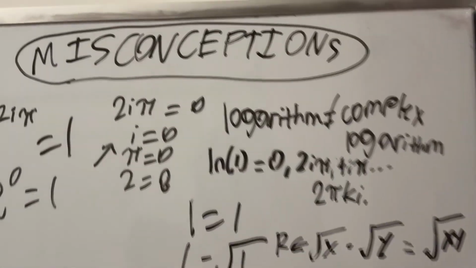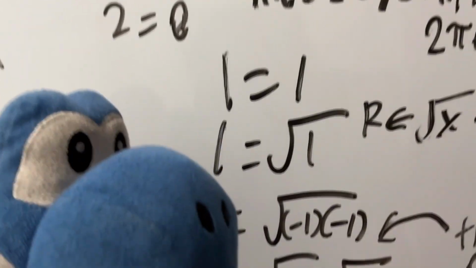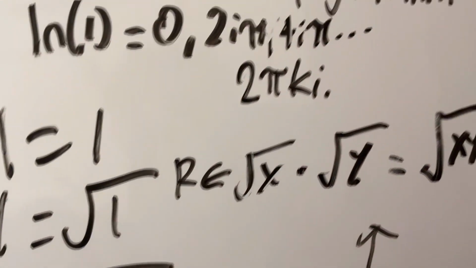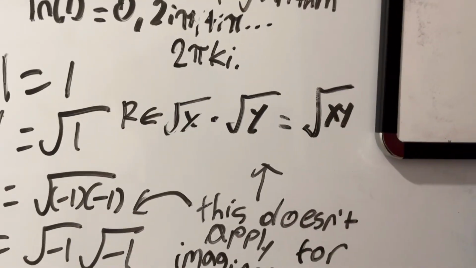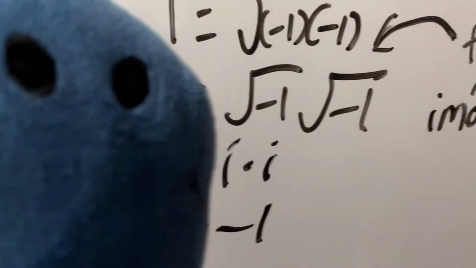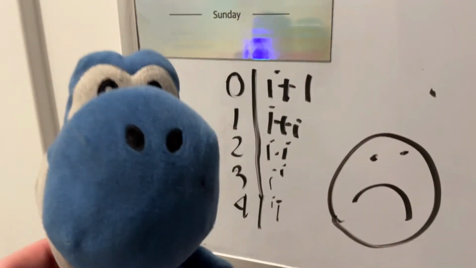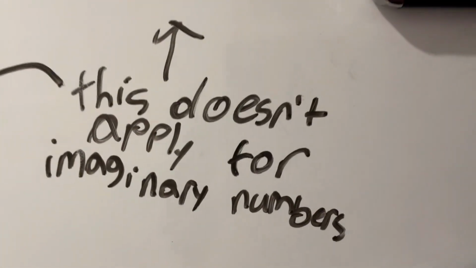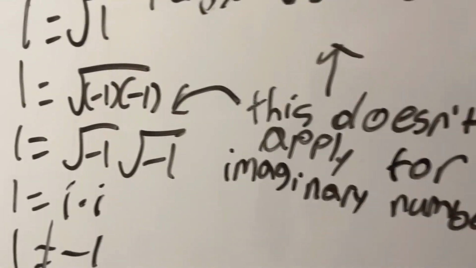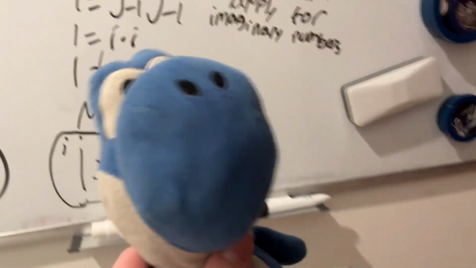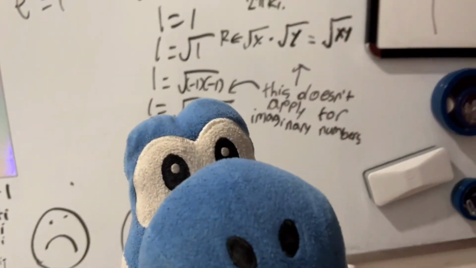And another one is trying to prove something. 1 equals 1. 1 equals square root of 1. 1 equals the square root of -1 times -1. Because of this rule, square root of x times square root of y is square root of xy. So 1 equals square root of -1 times square root of -1. 1 equals i times i. 1 equals -1. That's not true. What's the mistake? Well, the mistake comes from here. This doesn't apply for imaginary numbers. We decided that, because making this rule also doesn't lead to any contradictions, it should work for imaginary numbers.